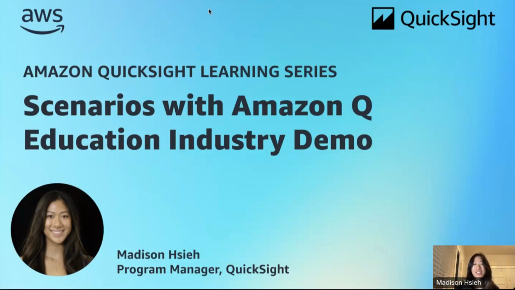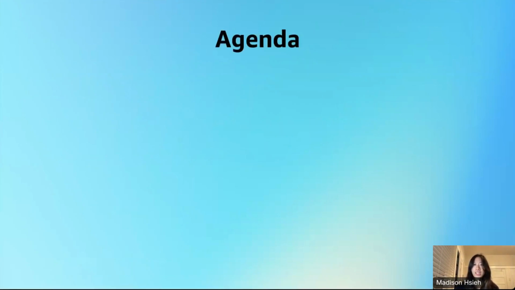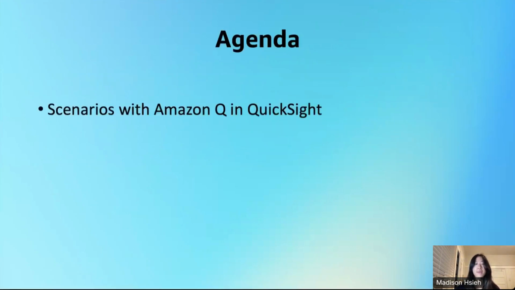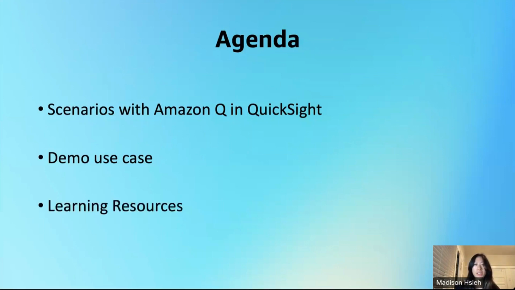Today's a really exciting session. We're going to be covering scenarios with Amazon Q and Amazon QuickSight using an education industry demo. So what the agenda for today will look like, I'm going to just briefly cover the capabilities with scenarios and how we released it at reInvent. I really just want to focus in on the demo today. So I'll do a demo background and then dive into the product. We'll go end to end about what this can look like and how you can use scenarios. And then I'll just briefly cover some learning resources.